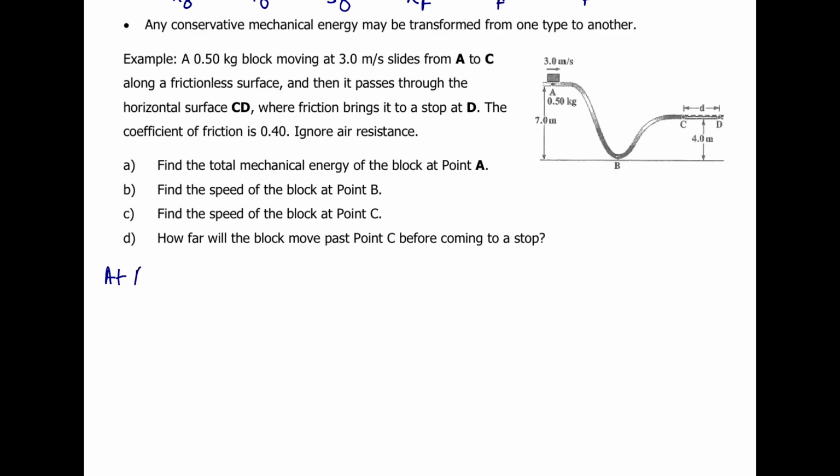So at A, what kind of energy does this object, this block on a track, have? What types? Does it have spring energy? No, there's no springs in this question. Does it have potential energy? Yeah, it's up in the air. So it's above the ground and has the ability to go down, so it has potential energy. So I'm just going to write this: potential energy.